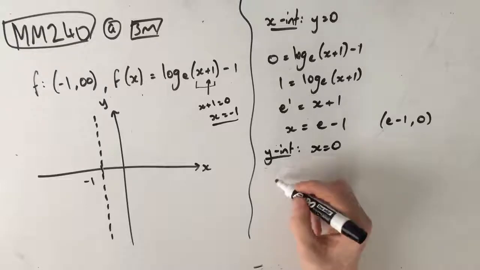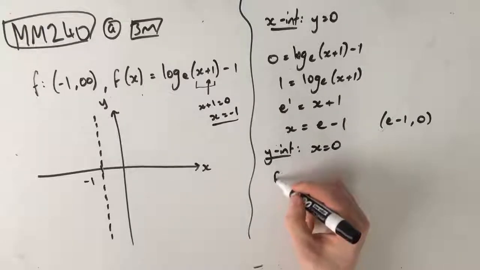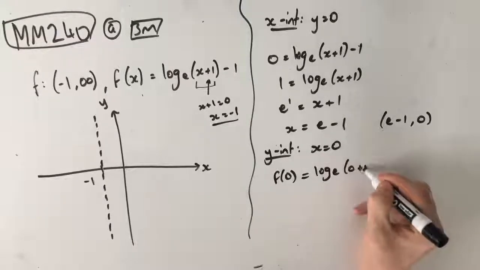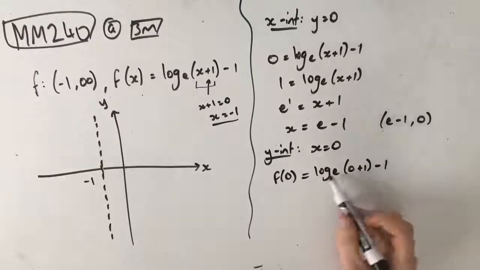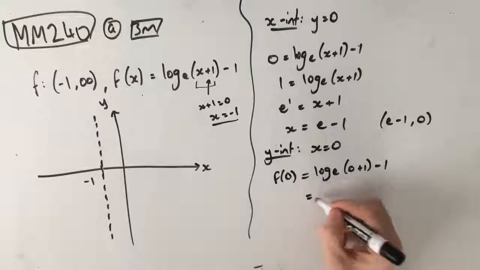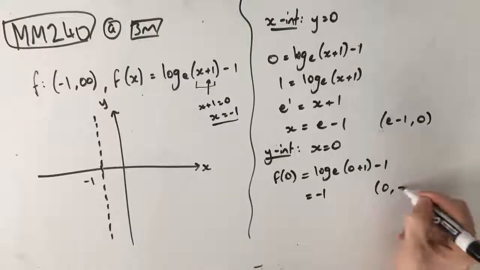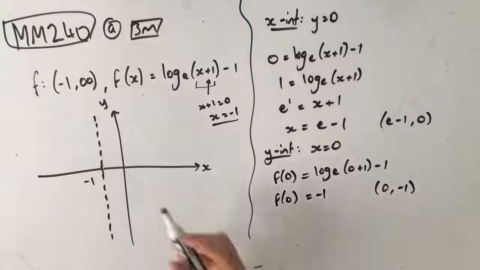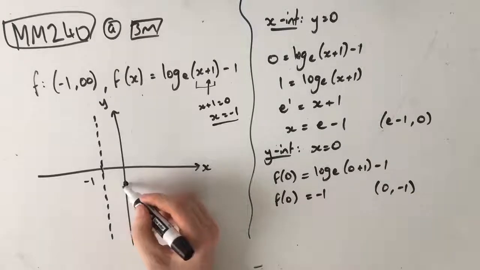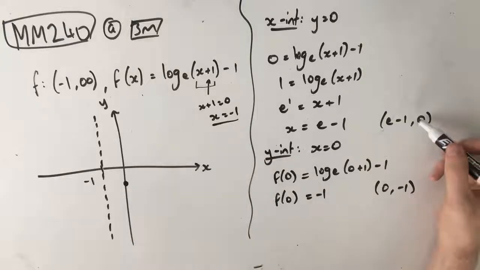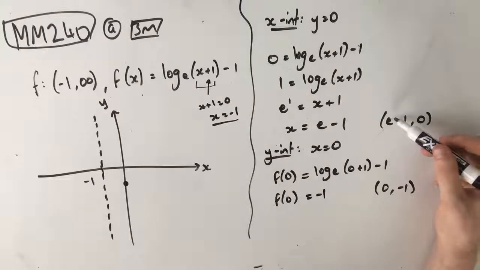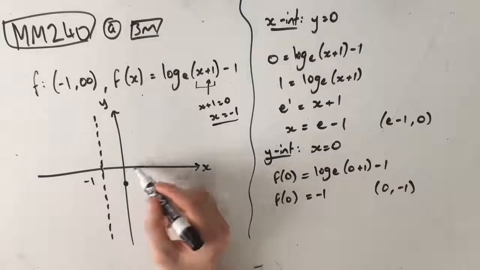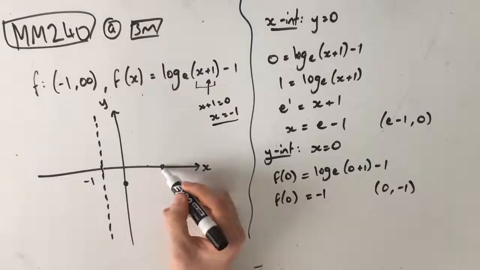The y-intercept occurs when x equals 0, which means that f of 0 is equal to log e of (0 plus 1) minus 1. Log e of 1 is 0, which means that our intercept is going to be -1. So (0, -1). Awesome. So we know that we've got intercepts at (0, -1) and (e minus 1, 0). Now e is about 2.7, which means that our intercept is going to be at about 1.7. So let's call it maybe here.